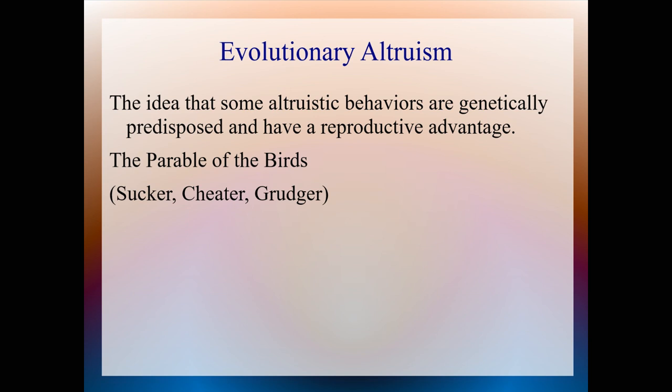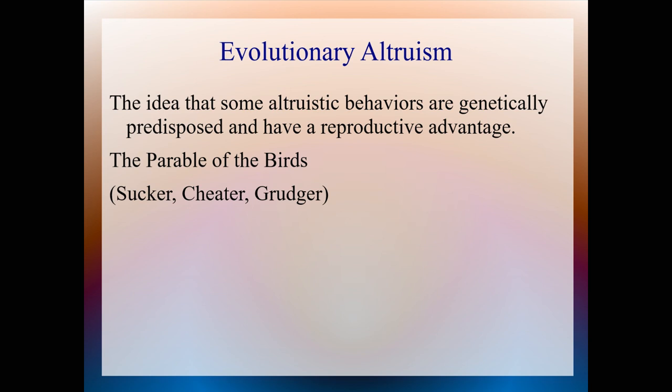So the cheater gene would probably come to dominance in the flock, and then once that happened, the flock would end up dying. So if you had a group of just suckers, they would survive. If you had a group that had suckers and cheaters, then eventually the cheaters would overtake the group, and then the group would disappear. It would go extinct.